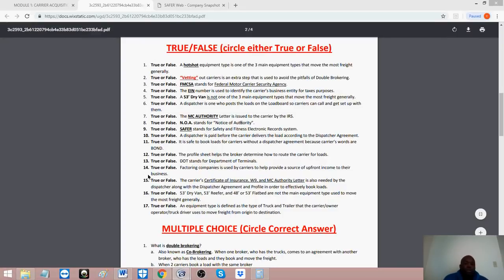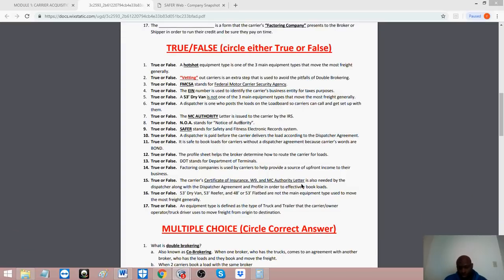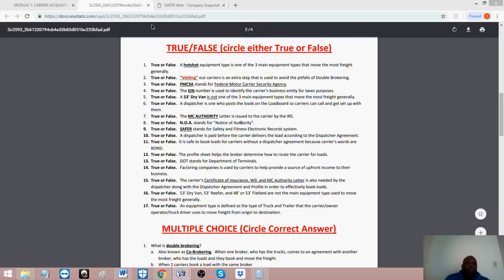And number 15, the carrier's certificate of insurance, W-9, and MC authority letter are also needed by the dispatcher along with the dispatcher agreement and profile in order to effectively book loads. True. Correct. So that's why it's incumbent on you to get all those documents back up front. So when you find loads, you can just upload those and attach them to emails to the various brokers as you book loads for your carrier over time.